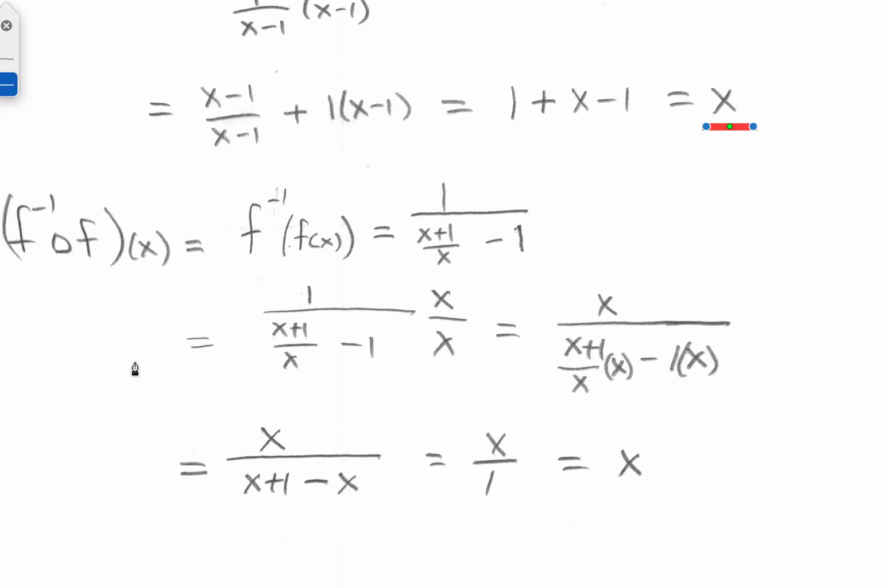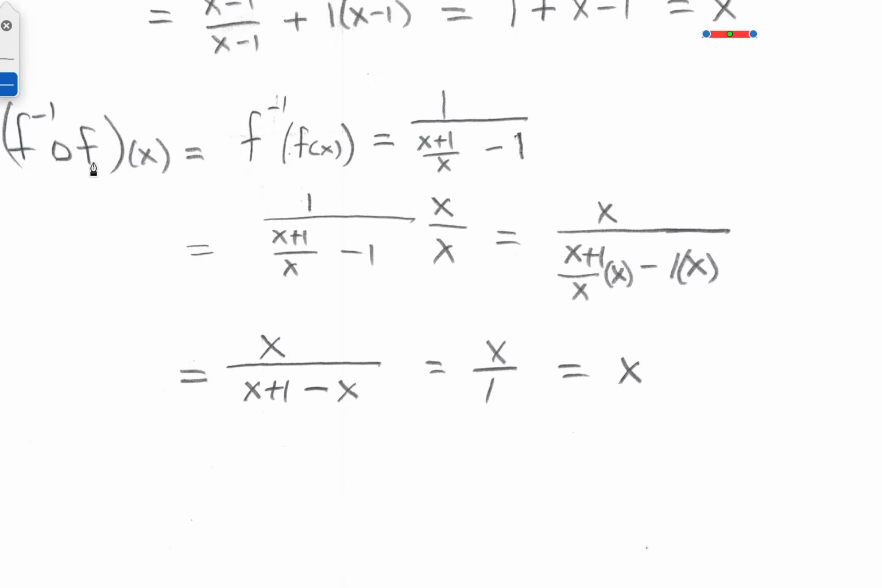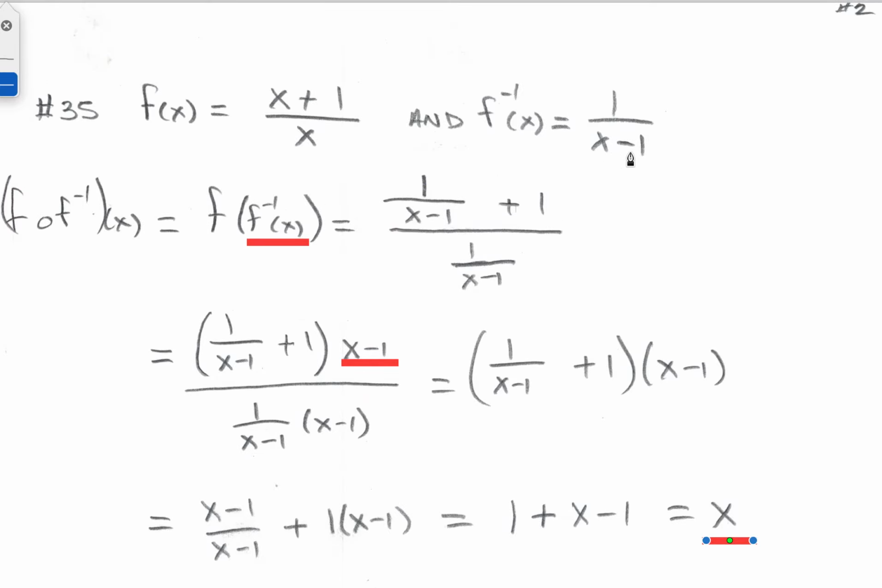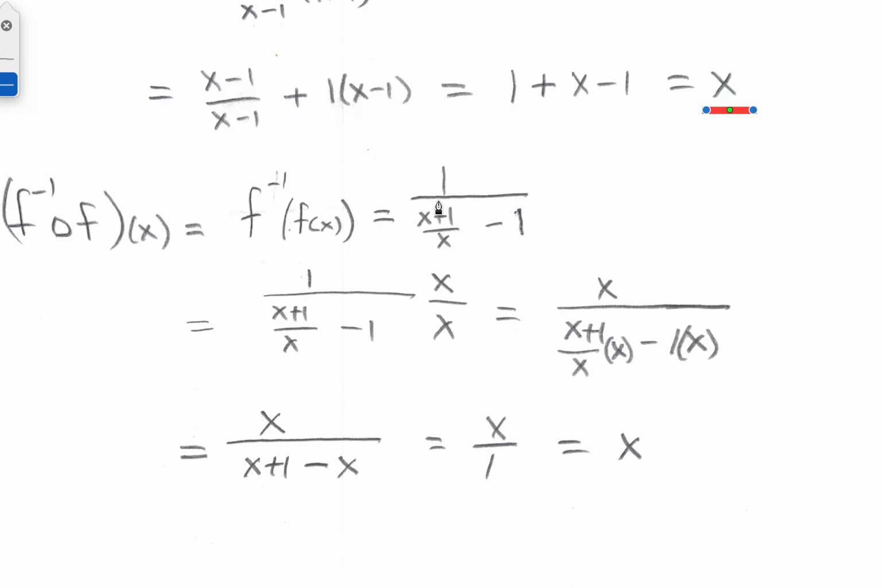Okay, now we do it the other way, which is f inverse of f of x. So I put f of x inside f inverse. Where I see x in f inverse of x, I put f of x. So I put 1 over f minus 1. So I multiplied both top and bottom by x. That's the denominator here. I multiplied both top and bottom by x.